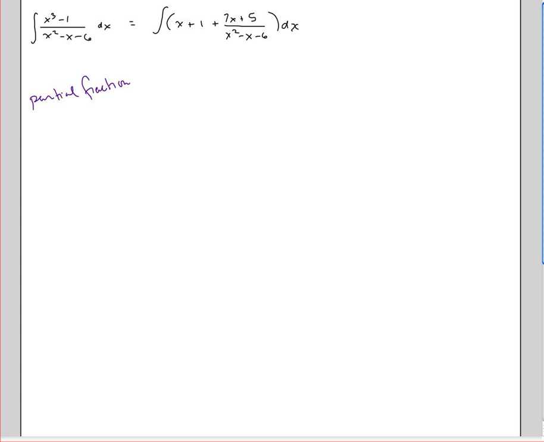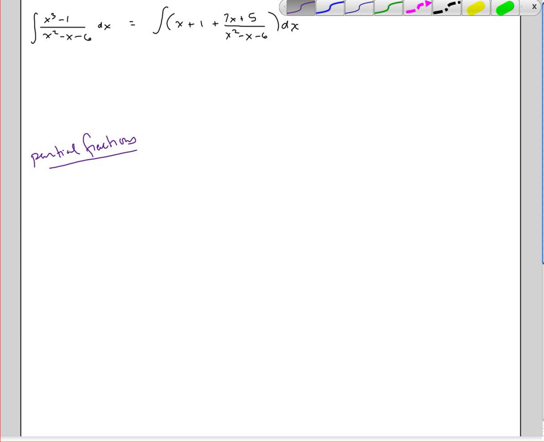I want to decompose, let's move this down lower so I'll have time to move above it, that partial fraction into more simple fractions. So I'm going to write 7x over x squared minus x minus 6. First step is to factor the denominator completely.